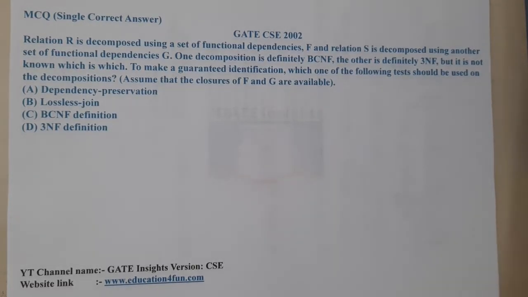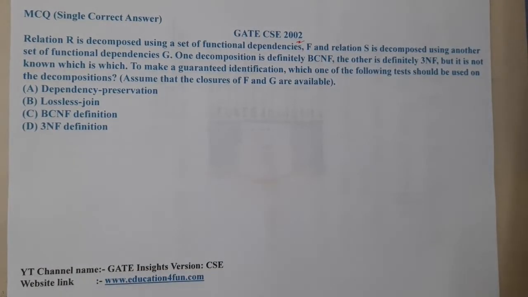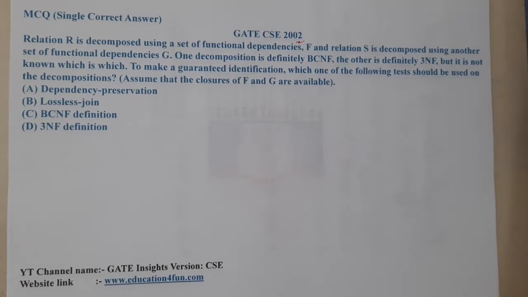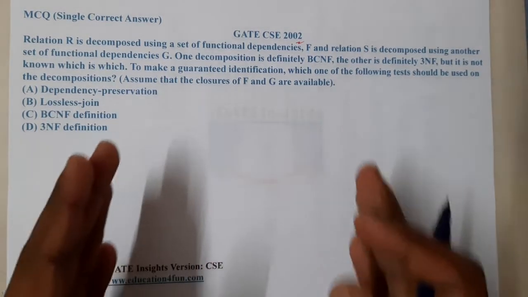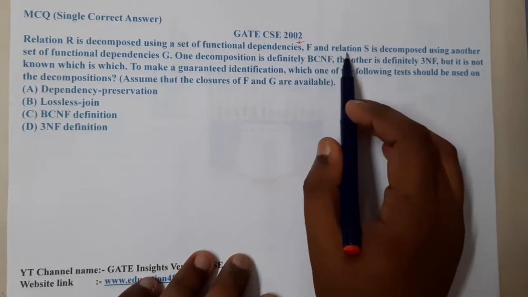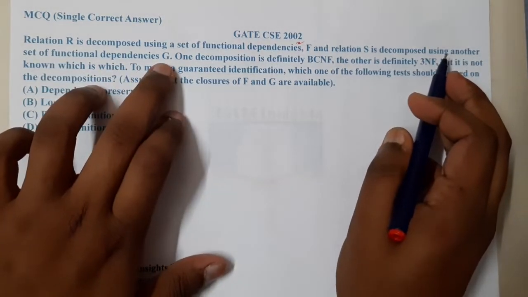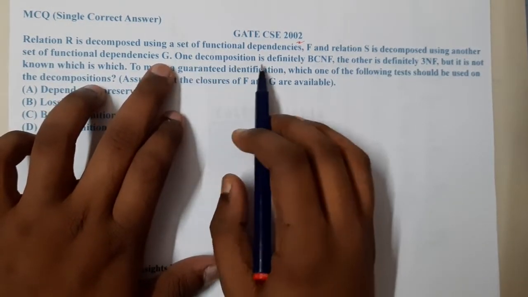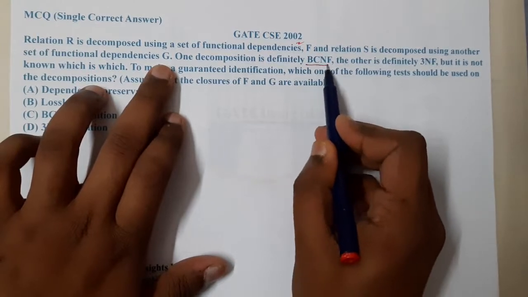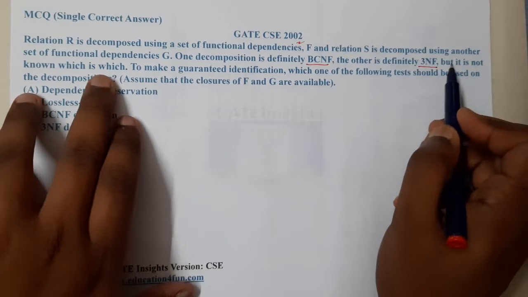This question belongs to GATE CSC 2002. The given question is: relation R is decomposed using a set of functional dependencies F. Basically, we are going to break a big table into multiple pieces. And relation S is decomposed using another set of functional dependencies G. One decomposition is definitely BCNF, the other is definitely 3NF, but it is not known which is which.